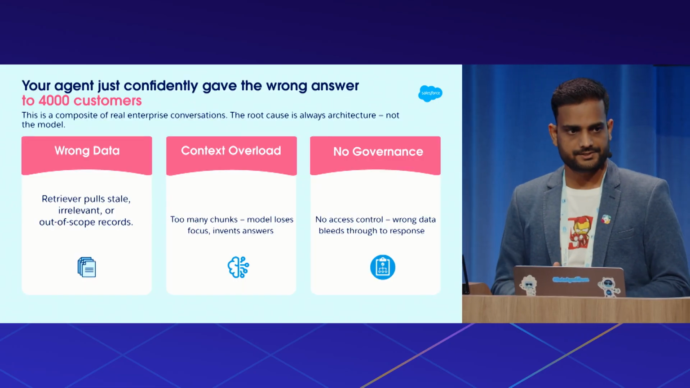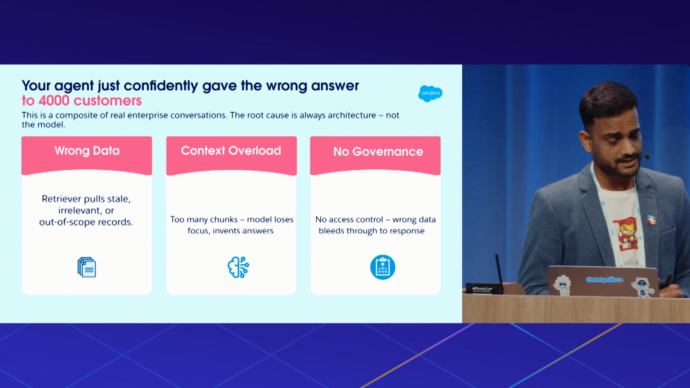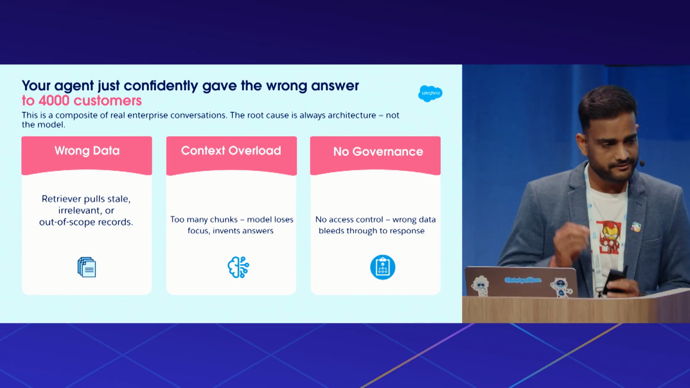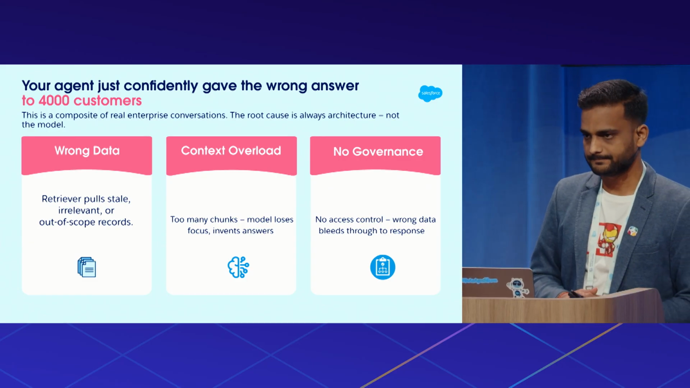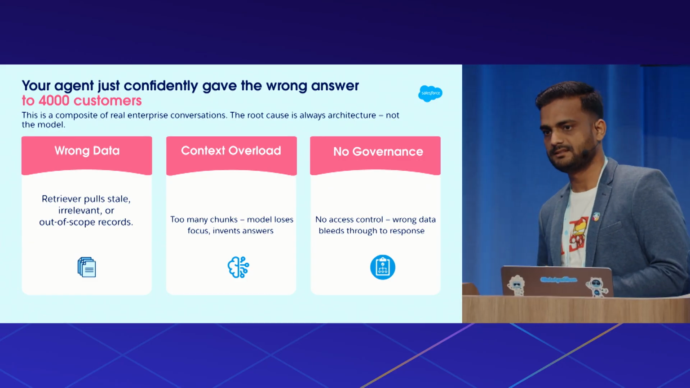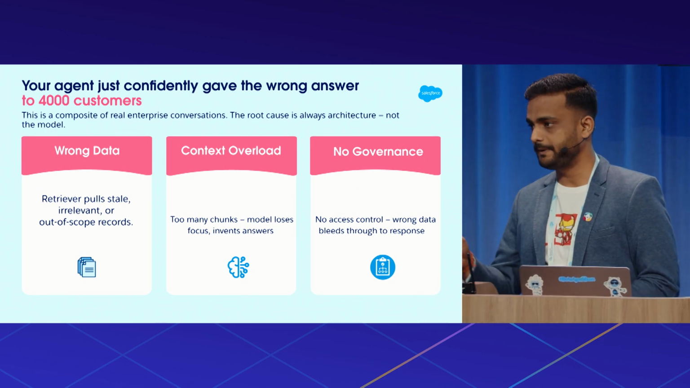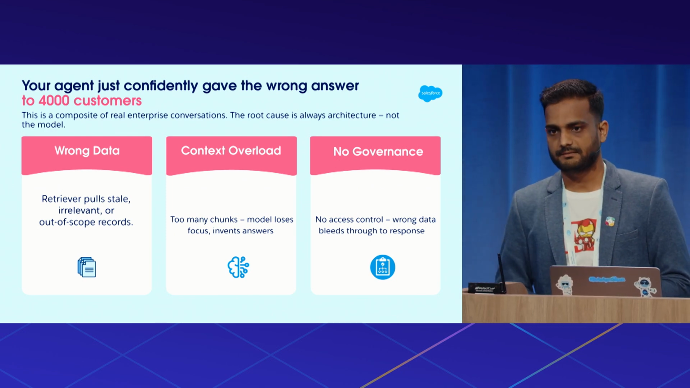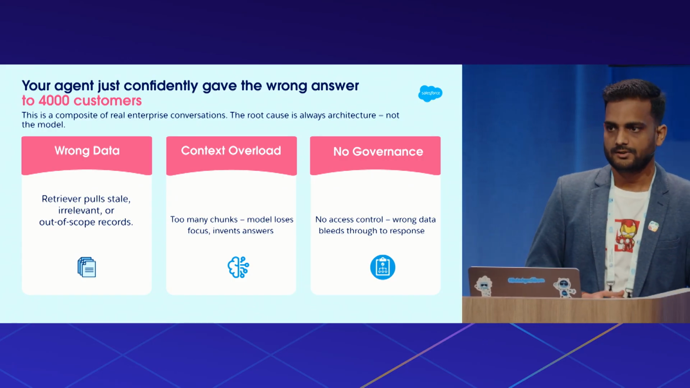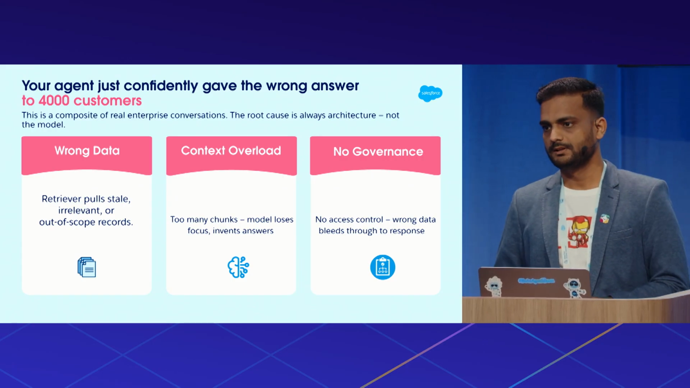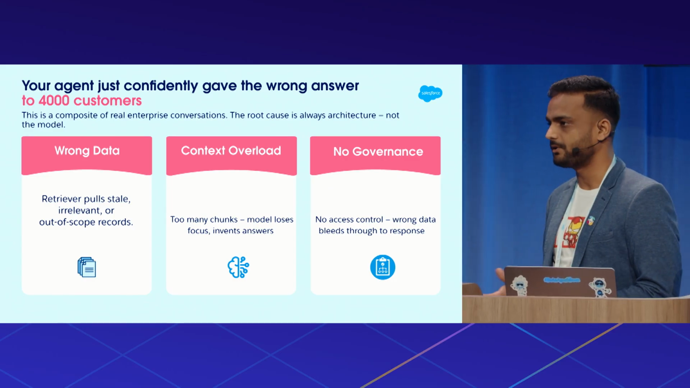You have built an agent and you deployed it into production. And your agent just confidently gave a wrong answer to 4,000 customers. Most of us built a RAG system in a couple of days. Then we spent months fixing it because it does not work in the production environment. So what could be the reason? What we always blame is the LLM. We think the LLM is not working, right?